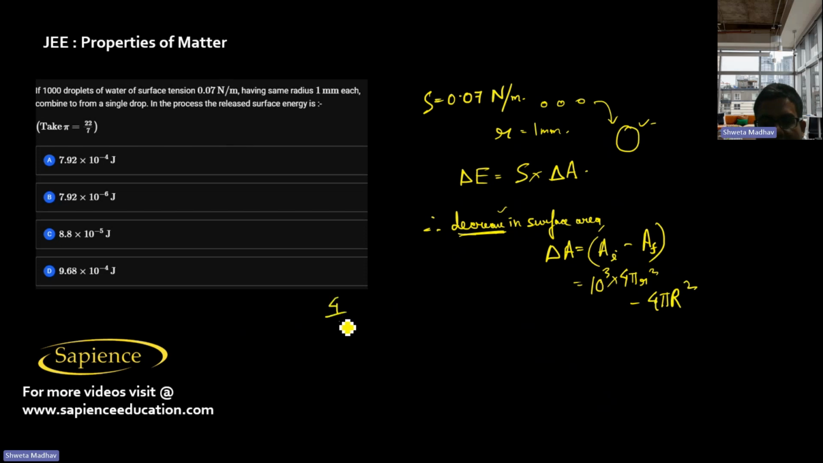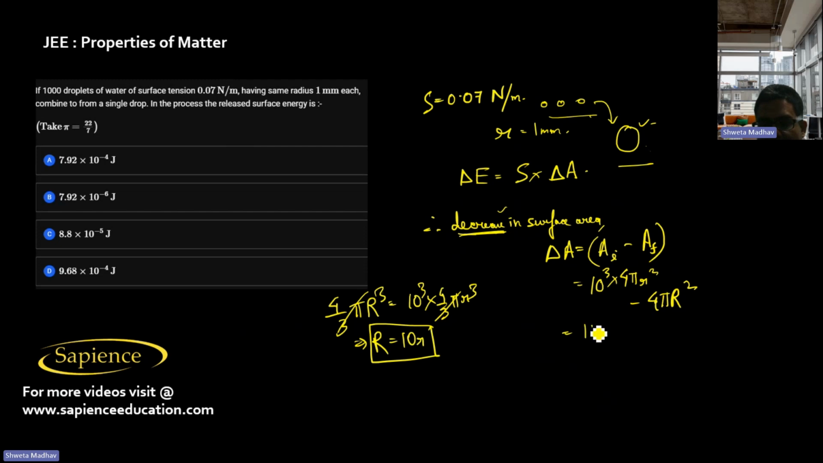Now here we have to conserve the volume, since mass is conserved and the density is same. So 4 by 3 pi R cube equals 1,000, 10 power 3, into 4 by 3 pi small r cube. 4 by 3 pi will cancel, so R will be equal to 10 r if you take the cube root on both sides. So this will be 1,000 into 4 pi r square minus 4 pi into 100 r square. So 1,000 minus 100, that is 900 into 4 pi r square.